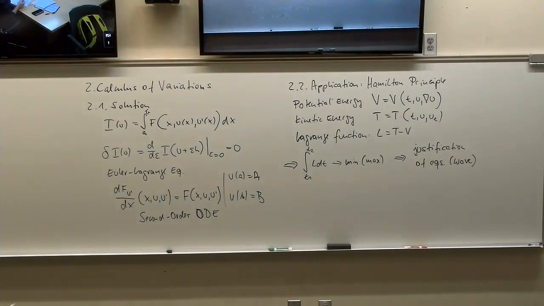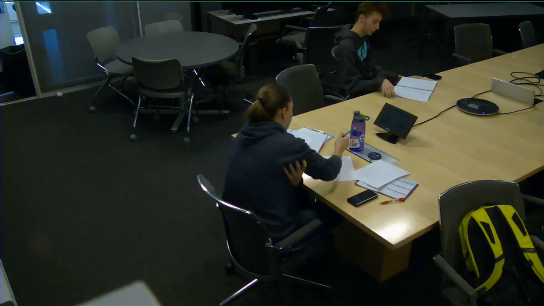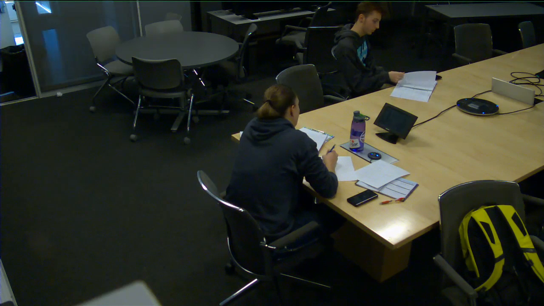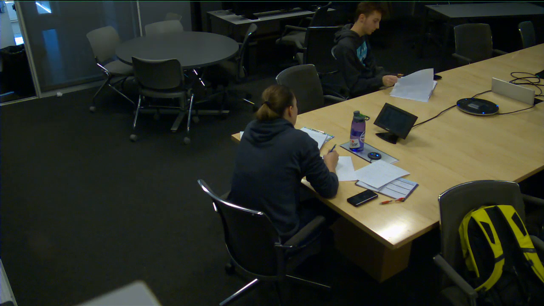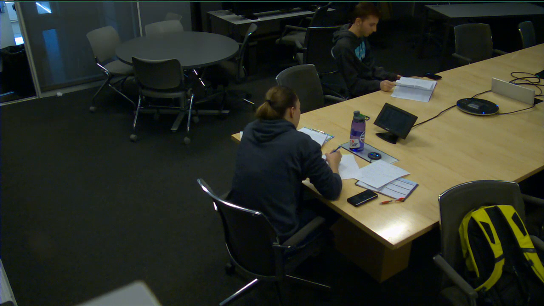Professor? Yes. In the calculus of variations section, under the Euler-Lagrange, the right-hand side of the equality, isn't that supposed to be f sub u? Yes, I just tried to double check my writing. It's correct. Thank you.